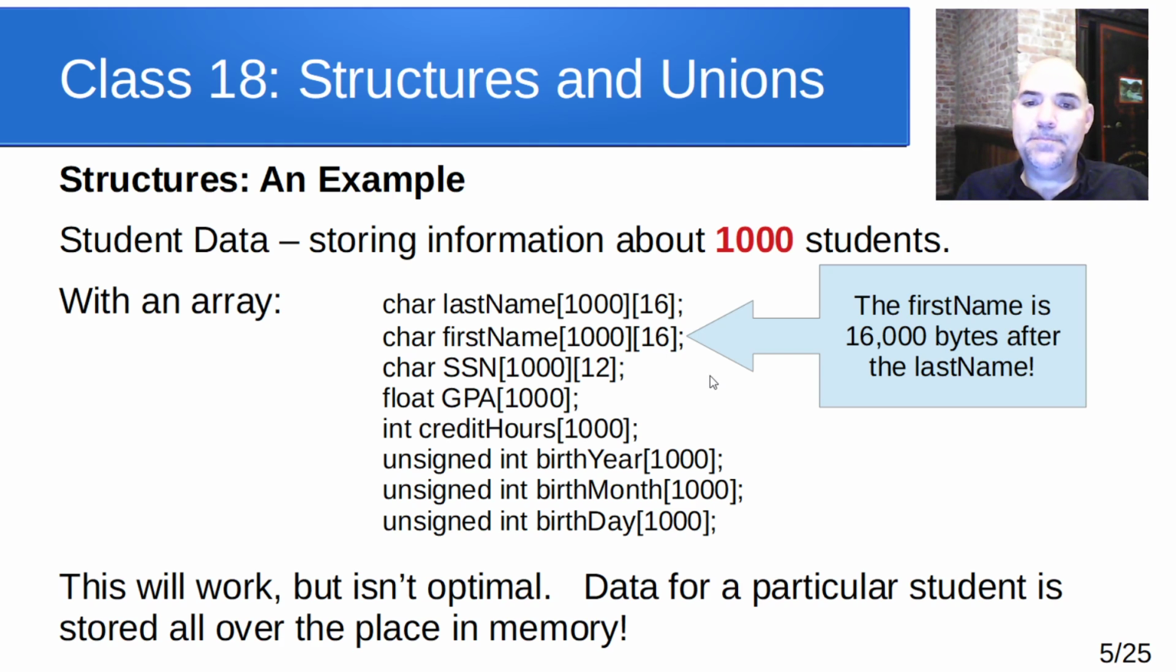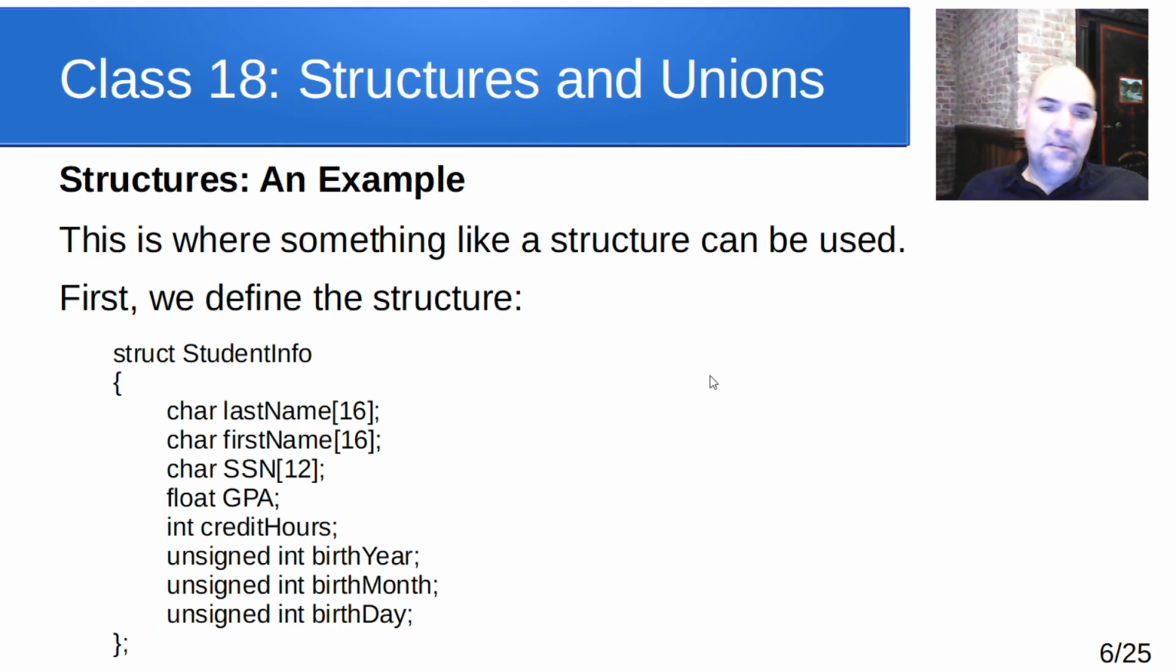Everything's spread out. We don't want that. So here's what we're going to do: we're going to use a structure. A structure is a way to group different types of things together as one unit, as its own defined type. In this example, before we can use the structure, we need to define it. So we're defining it how we want it to be.